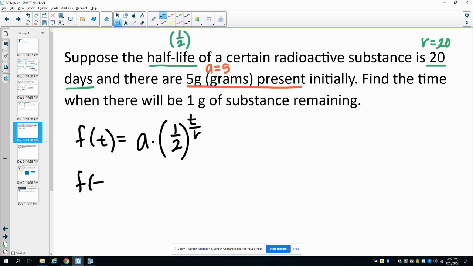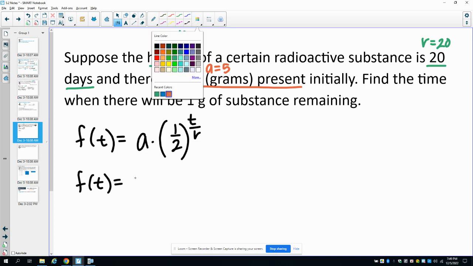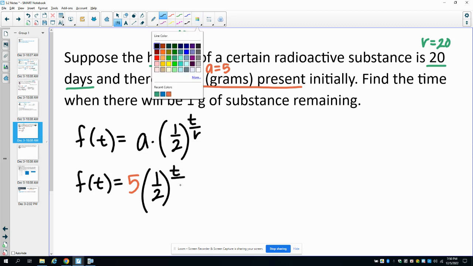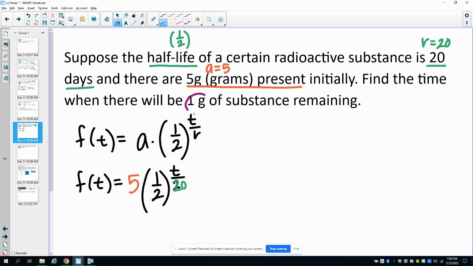So f of t equals the initial amount, which is 5, times 1/2 to the time period divided by the half-life. And remember, our half-life period in this case was 20. So every 20 days. So here's our equation. Now we're trying to figure out when there will be 1 gram of substance left.